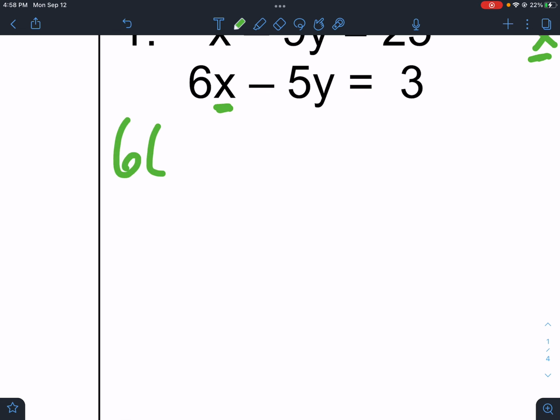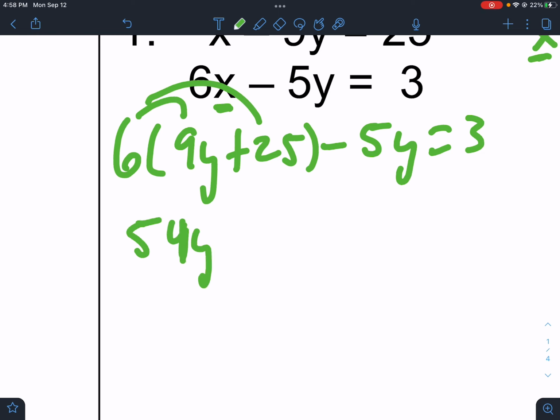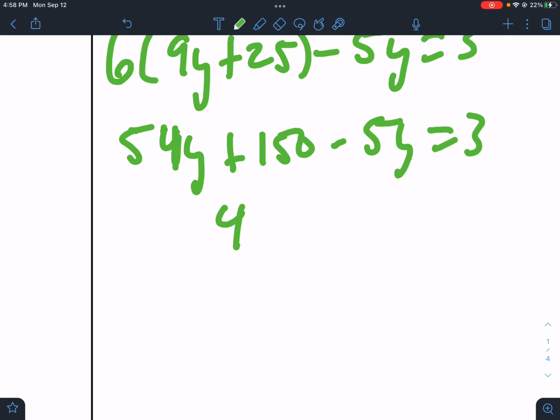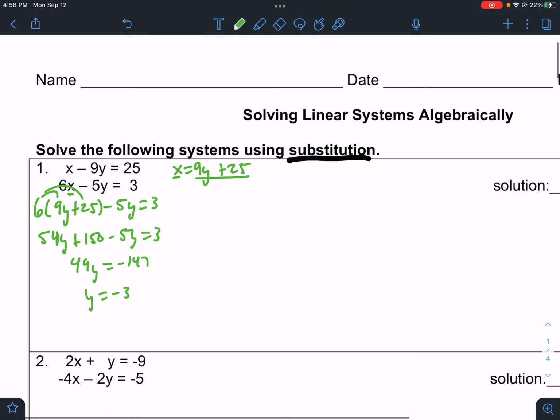For instance, I could say 6 times (9y plus 25) minus 5y equals 3. Now I do have to distribute. That'd be 54y plus 150 minus 5y equals 3. Combine like terms, I would have 49y. Move the 150 over, equals negative 147, so y would equal negative 3.